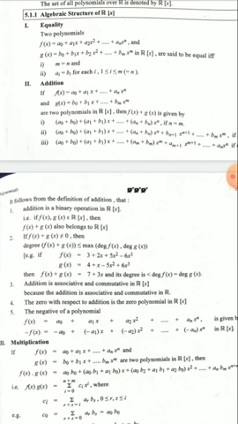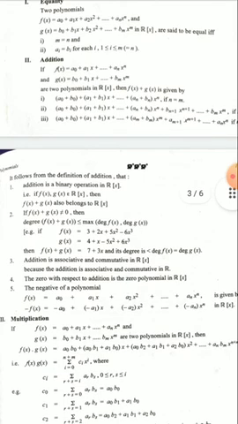So it follows from the definition of addition that addition is a binary operation in R of x. That is, if f of x and g of x belongs to R of x, then f of x plus g of x also belongs to R of x. Okay, if f of x plus g of x is not equal to 0, then degree of f of x plus g of x is always less than or equal to maximum of degree of f of x and the degree of g of x.